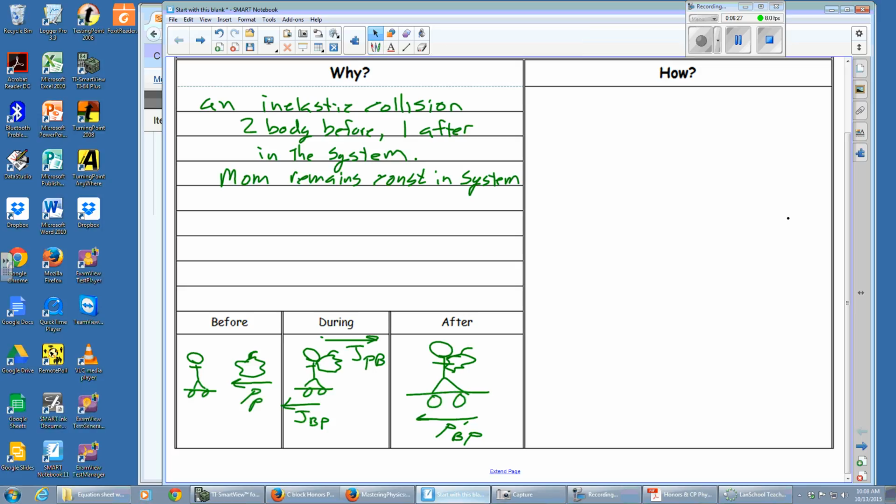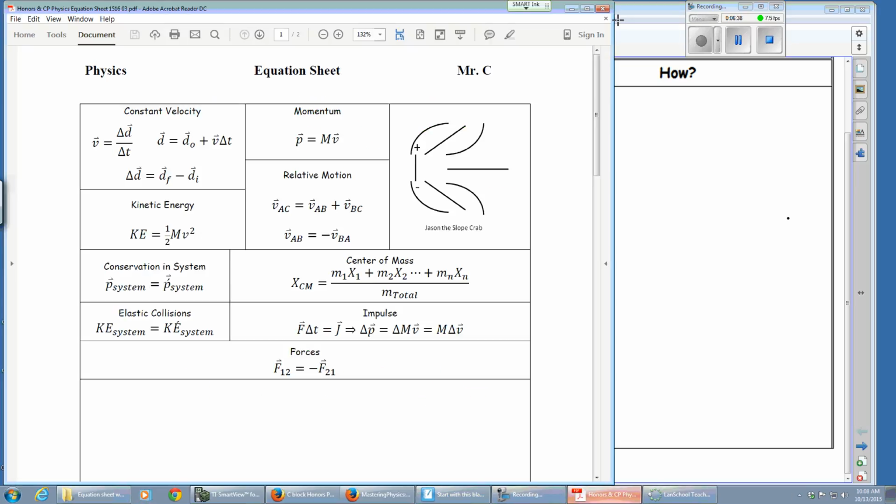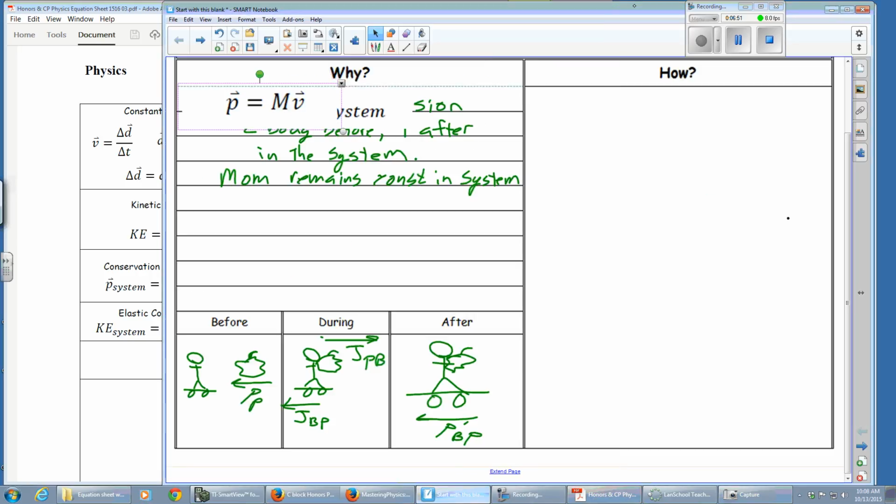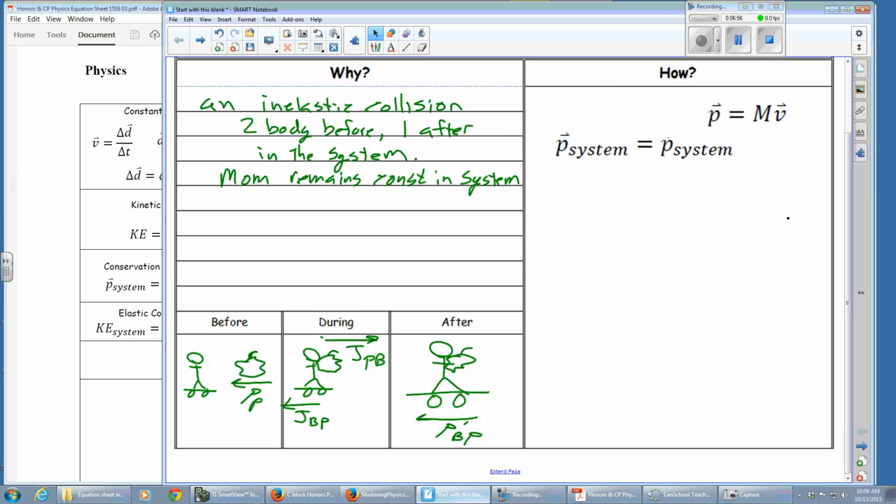And now let's use these facts. The momentum of the system is constant, right? So let's grab our equations. And probably need conservation of momentum. And so probably need the definition of momentum. I'd say that would do it. All right, so, you know, that line in the rubric that says starts with valid physics equations. Well, there are my valid physics equations. Yay, I have that point.